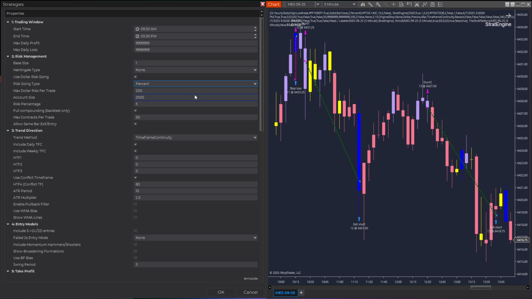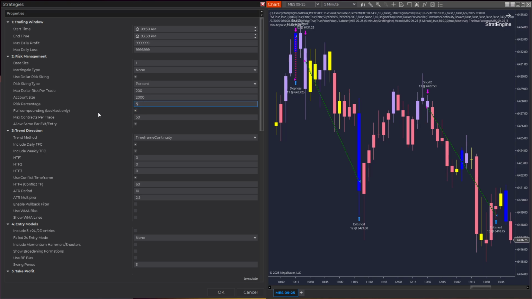The other option is the percent of account. So the way this works is you input your account size. So for example, you have a $50,000 eval. You have $2,000 worth of drawdown. What you'll probably want to do is risk somewhere around 5% of that drawdown. This will allow you to do that. So you put the $2,000 in and risk 5% of account.